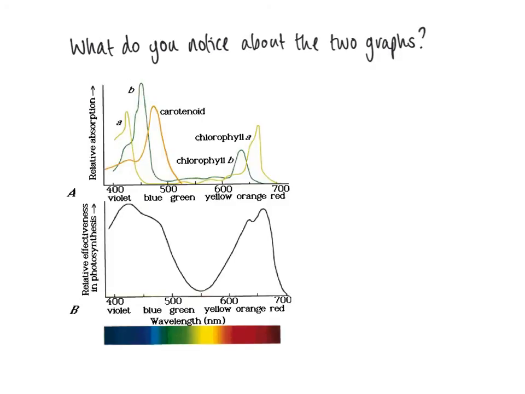Now perhaps the most interesting thing occurs when you put both graphs together, and hopefully what you notice is that if I were to draw an overview, almost like an average line for the absorption spectrum, it pretty much exactly matches the action spectrum. And so from this we were able to conclude that it was the chlorophyll pigments that were involved in photosynthesis.